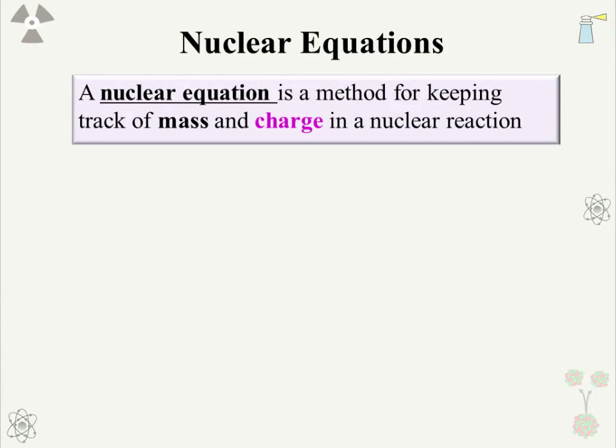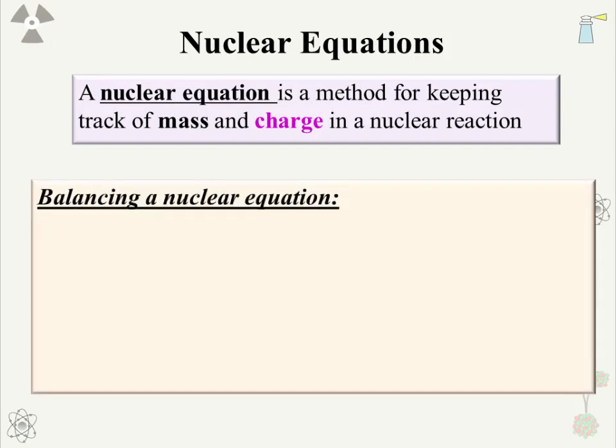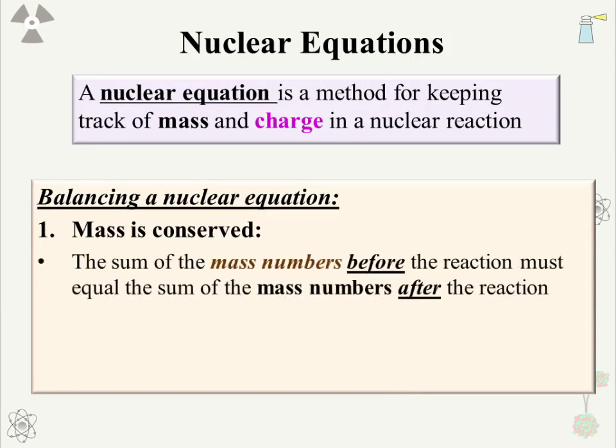The last topic in the lecture is the nuclear equation. In balancing a nuclear equation, we must make sure that the mass is conserved. That is, the sum of the mass numbers before the reaction must equal the sum of the mass numbers after the reaction. We will be using mass number in the symbol.